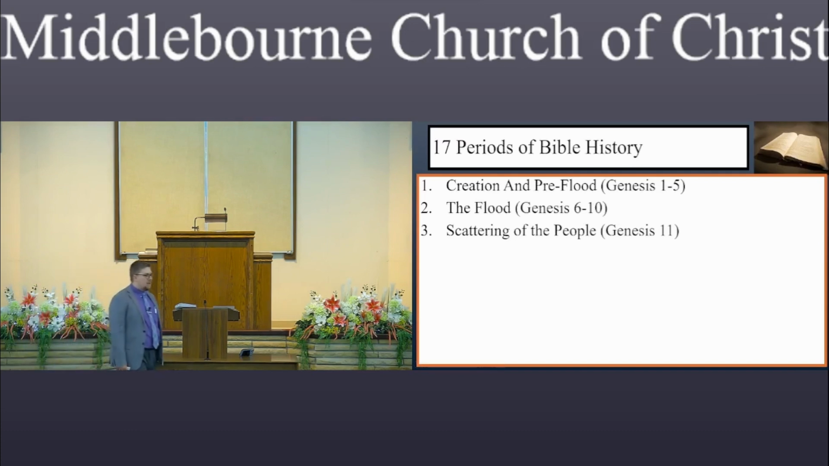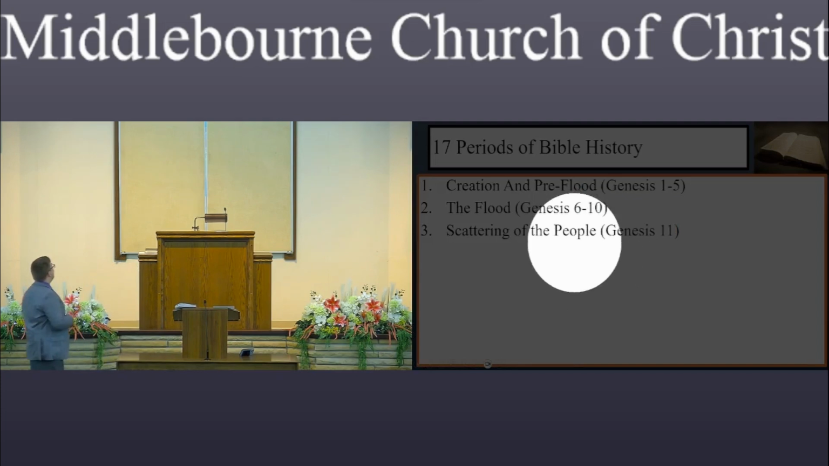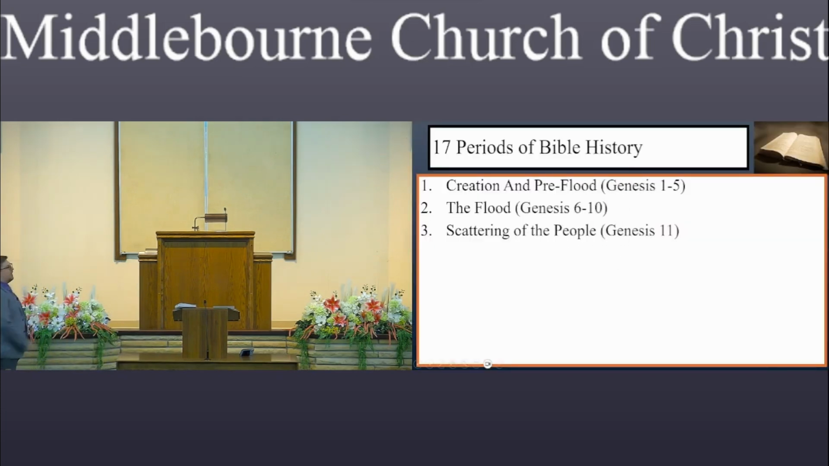Brother Waldron argues Genesis 11 is a significant event in biblical history. What happens in the scattering of the people? That's the building of the Tower of Babel. And so that's how we have all these different nations that split off. Brother Malden would argue that this is a significant event, but it is not significant enough to warrant its own period of history. And so he groups them together.